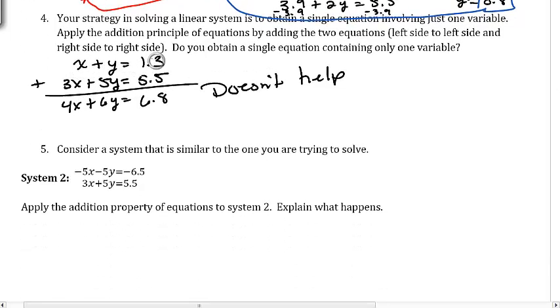So what we do is we take one of the equations, and we multiply every single term in the equation by something, so that when we add it to the other equation, we'll get 0 for one of the variable parts. What they did was they took this first equation and multiplied every single term, the x, the y, and the 1.3 by -5. That gives you these equations here. Now if we add these two equations together, what do we get? Well, -5x plus 3x is -2x, and -5y plus 5y is 0, and -6.5 plus 5.5 is -1.